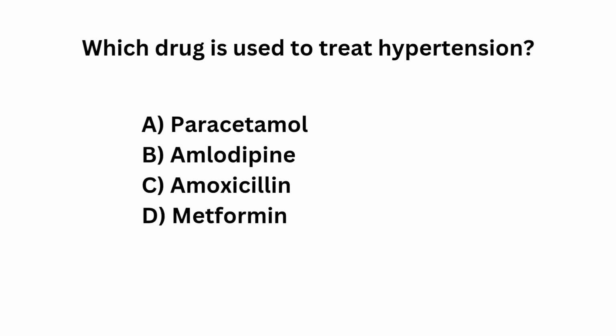Question number 9. Which drug is used to treat hypertension? Answer is B. Amlodipine is a calcium channel blocker used to manage high blood pressure.